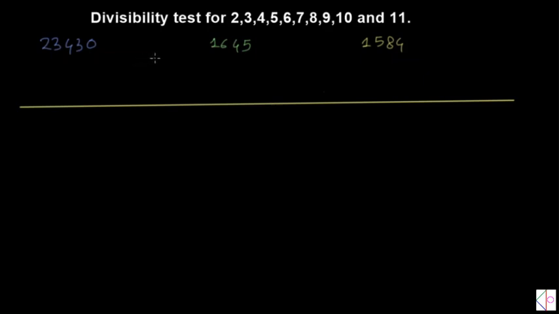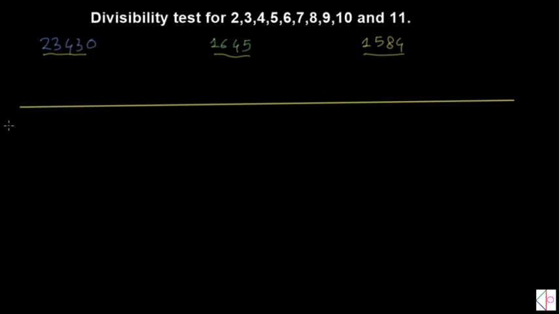Divisibility test for 2, 3, 4 up to 11. Here we have taken three numbers. There are some rules for checking whether a number is divisible by 2, 3, 4 and so on. Those rules are very important for finding factors and multiples.